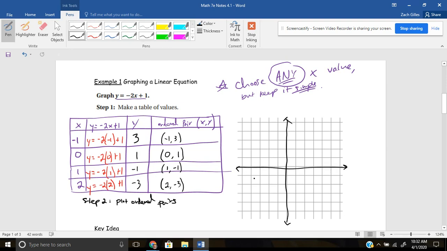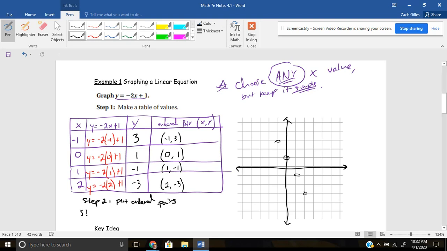My first ordered pair is -1, 3, so that would be left 1 and up 3. My next ordered pair is 0, 1, so over 0, up 1. I might just do an open circle, that way it doesn't erase. My next is 1, -1, so right 1, down 1. And then lastly, I have 2, -3, so right 2, down 3. And you can see that these points are going to make a nice line.